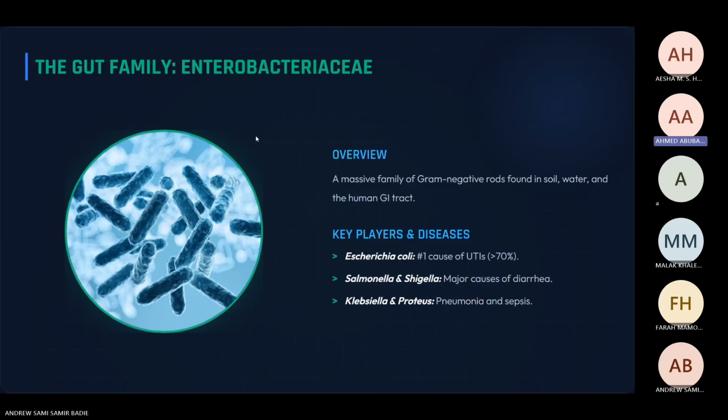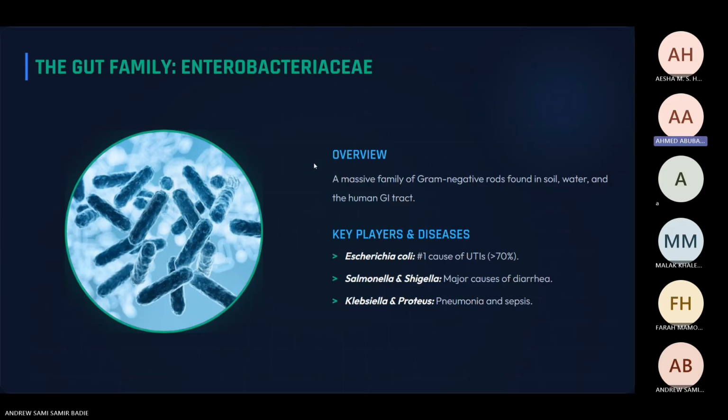We also have Salmonella and Shigella, which are major causes of diarrhea worldwide. And we have Klebsiella and Proteus, which cause pneumonia and sepsis. So this family is actually really huge. Now we are going into the hard-to-classify bacteria, which are bacteria that don't fit the classification we have spoken about before.